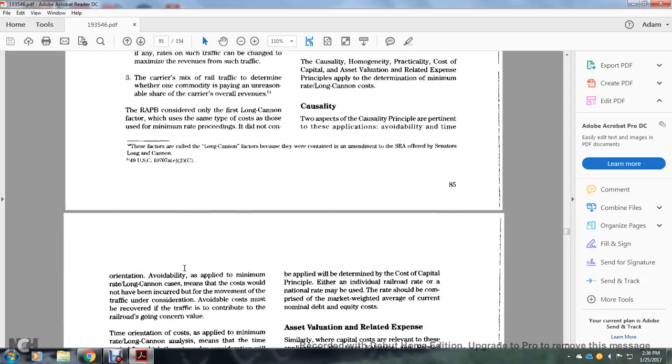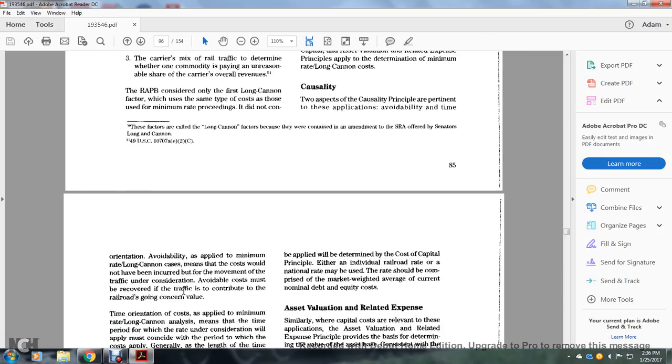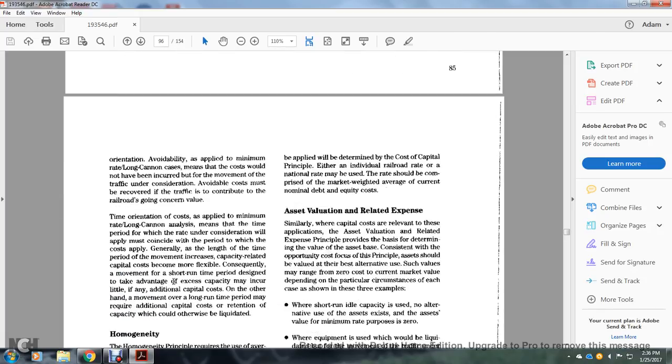The time of operation avoidable, applied with the minimum rate Long Canon, means the cost must be one that would not be incurred with the movement of the traffic under consideration, or the cost may be recovered with the traffic contributed to the railroad's going concern cost.